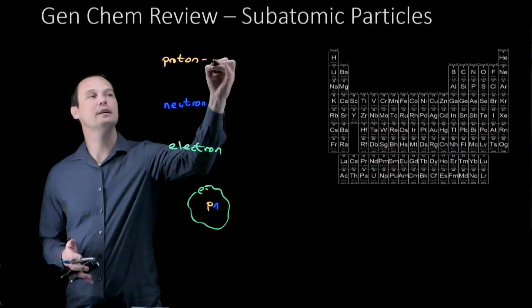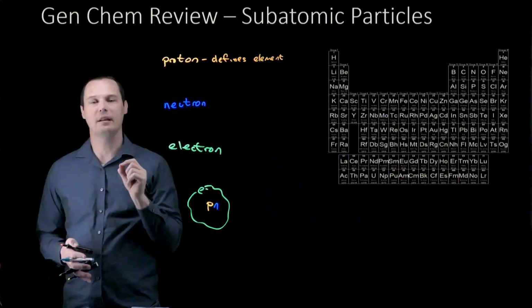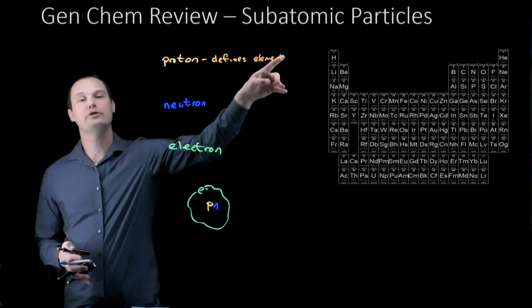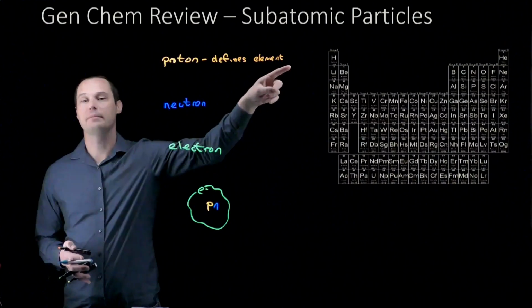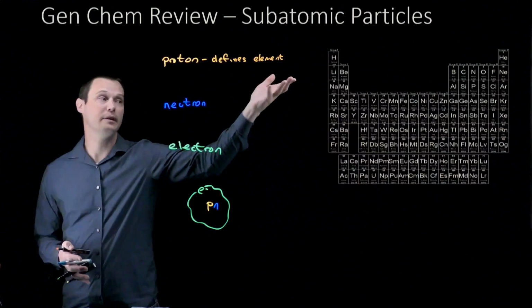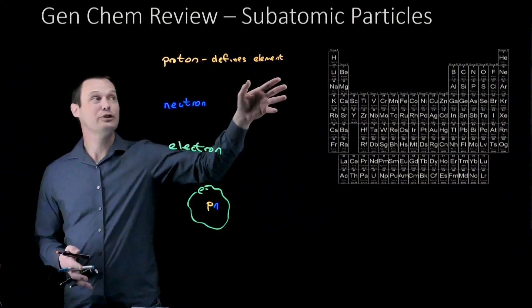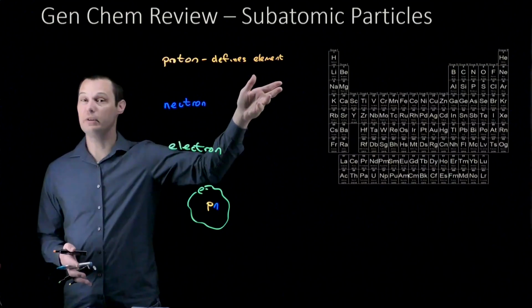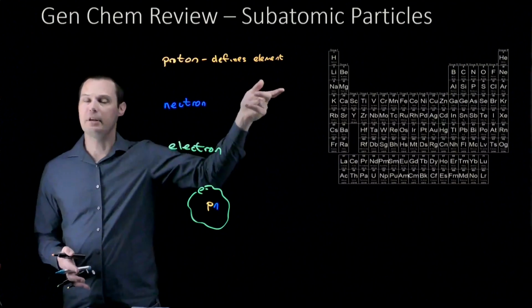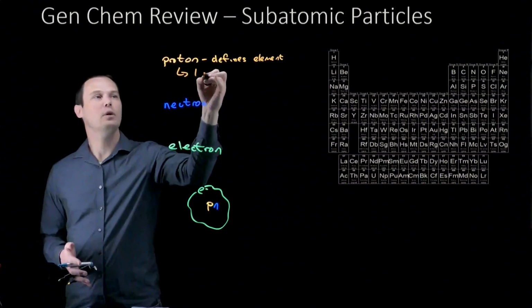The number of protons defines the element. The number of protons is the identity of the element. Every hydrogen atom in the universe has one proton. Any element in the universe that has one proton is hydrogen. That also happens to be the atomic number. The atomic number also happens to tell us how many protons that element has. Any hydrogen atom with 2 protons in its nucleus isn't hydrogen anymore, it's helium, because the number of protons defines the element. The mass of a proton is approximately 1 AMU.